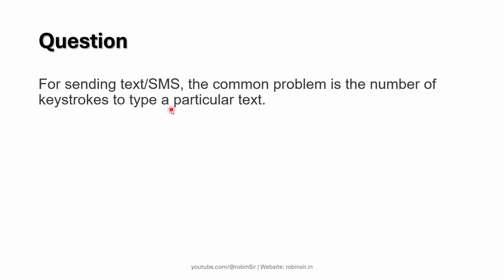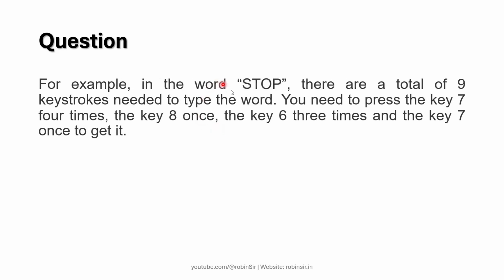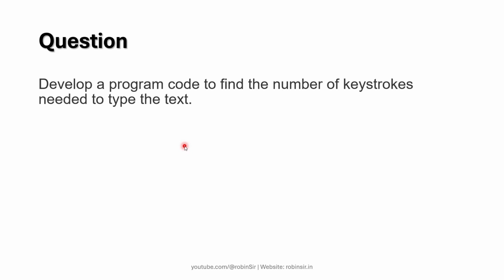So for sending text or SMS, the common problem is the number of keystrokes to type a particular text. For example, in the word stop, there are a total of 9 keystrokes needed to type the word. You need to press the key 7 4 times, the key 8 once, the key 6 3 times, and the key 7 once to get it. Now we have to develop a program code to find the number of keystrokes needed to type the text.